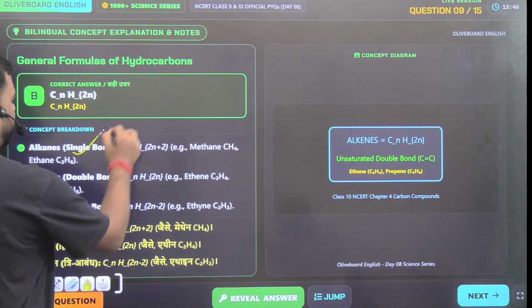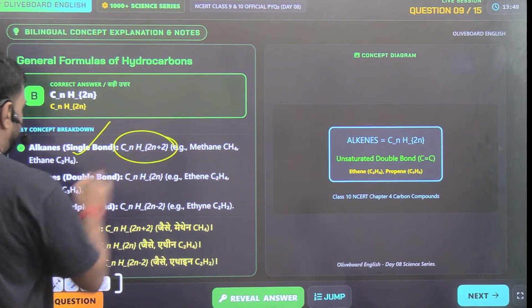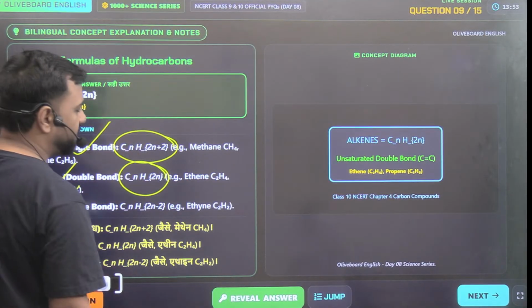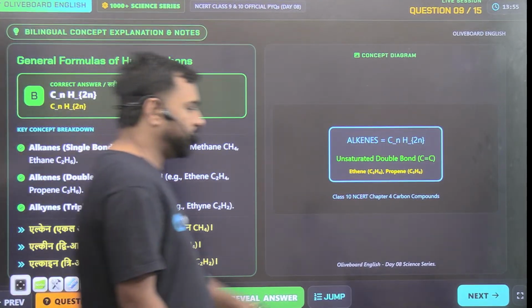Alkanes are the ones with the single bond. General formula is here. Alkenes are the ones with the double bond. General formula is again here. And alkynes are with the triple bond. So ane, ene, ine. That's the trick that you can remember.